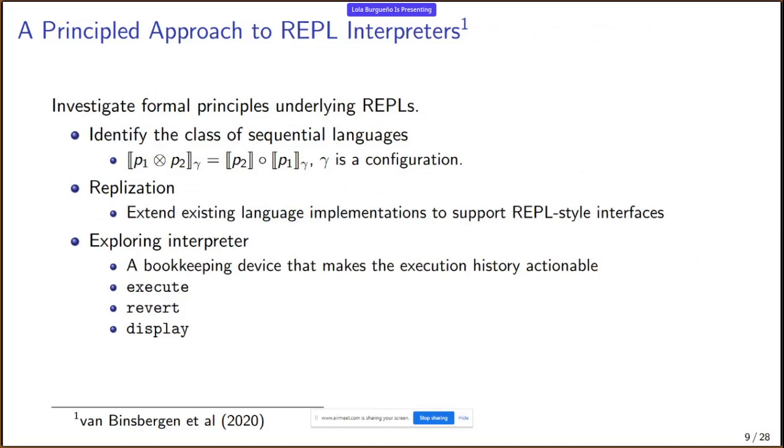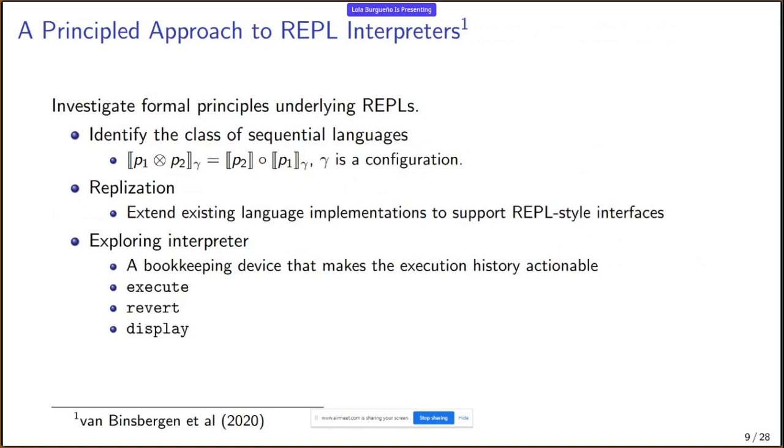And when we interpret the sequence, it should have the same effect as interpreting the two programs in isolation and composing that interpretation. And in this case, the interpretation is a function for every program from configuration to configuration, where the configuration contains all the necessary information for subsequent executions. They also introduced the idea of REPLization. This is essentially a structured approach to take an existing language and turn it into a sequential language, for which we then obtain REPL environments for free. And finally, they introduced the idea of the exploring interpreter, which is essentially a bookkeeping device that keeps track of the execution graph, and it allows you to add support for exploratory programming.